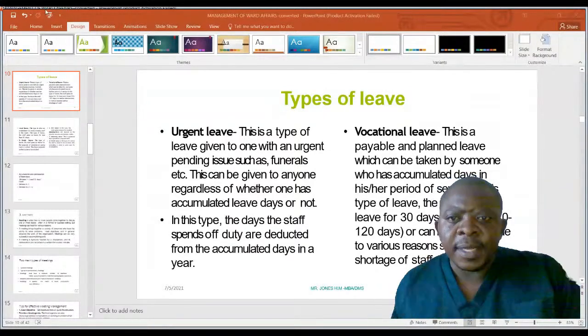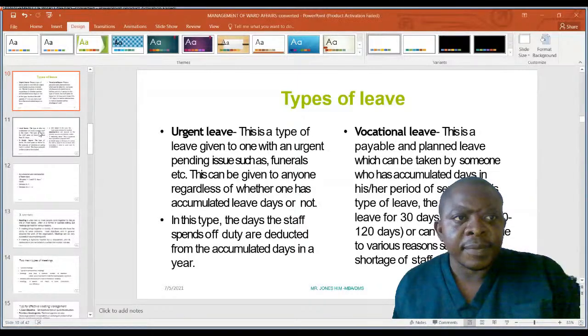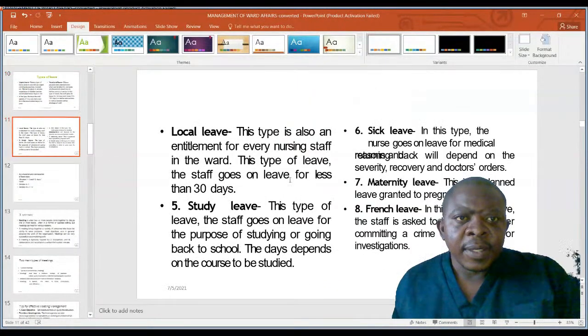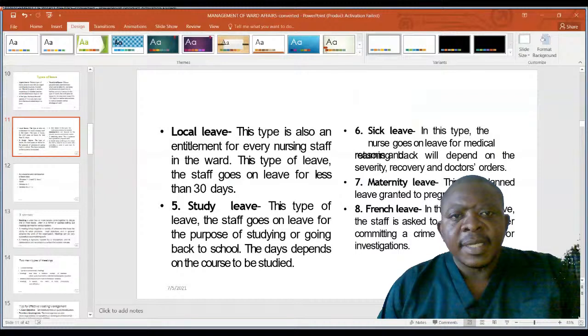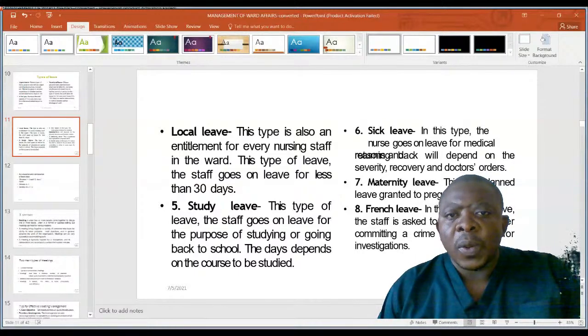Okay, so we move on and look at another type of leave, which is local leave. This type is also an entitlement for every nursing staff in the world. In this type of leave, the staff goes on leave for less than 30 days.